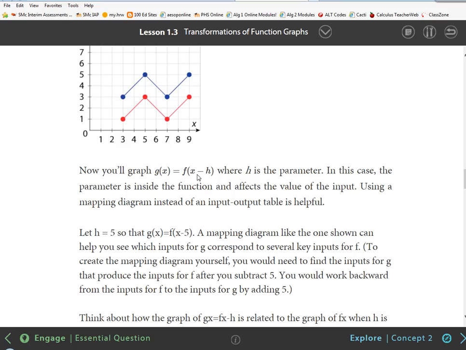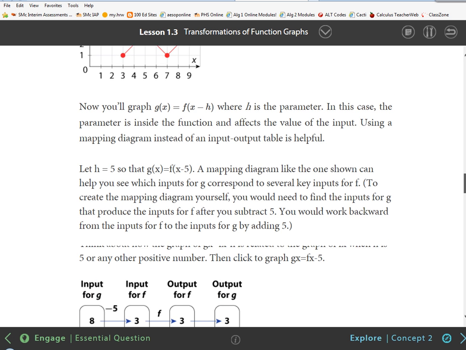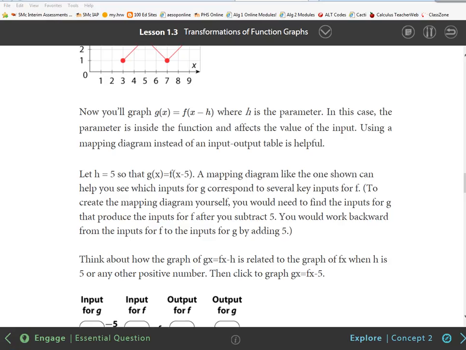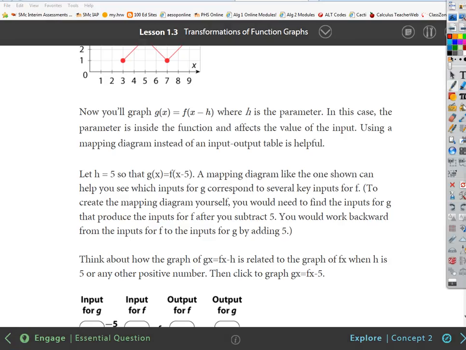So what's that going to do? Let's take an example of, let's say that h equals positive 5. If h equals positive 5, then doesn't that, and I'll make this a little bit bigger here so you can see this a little better. So we're going to define g of x as f of x minus 5. So that's my value of h, right?